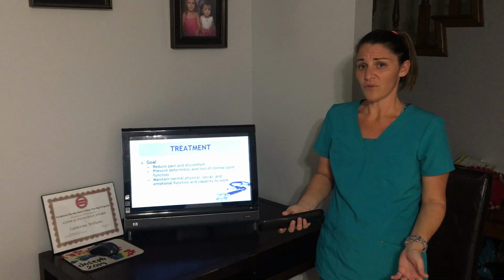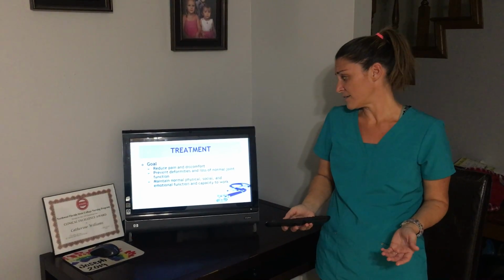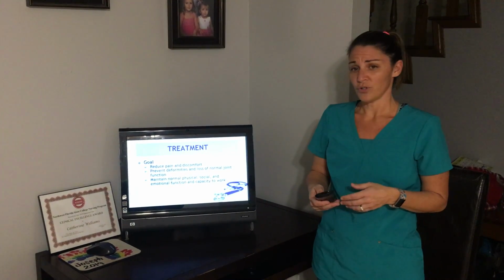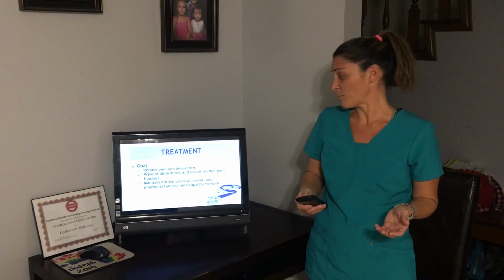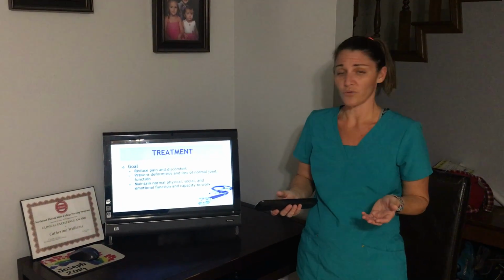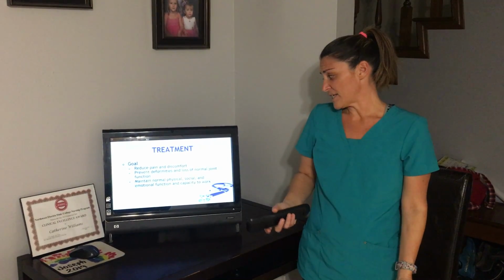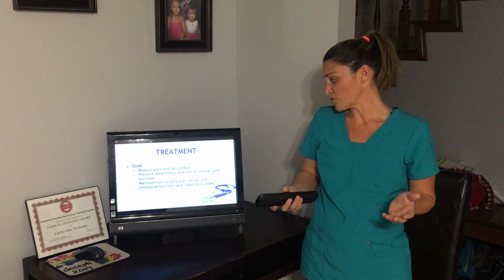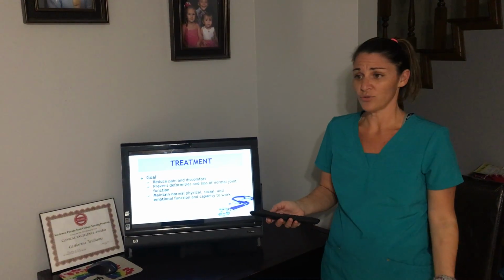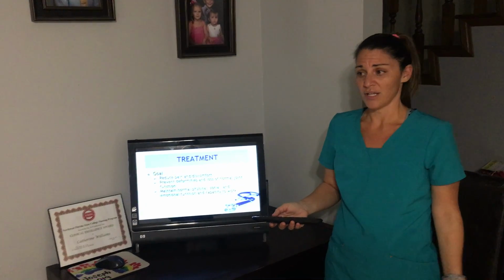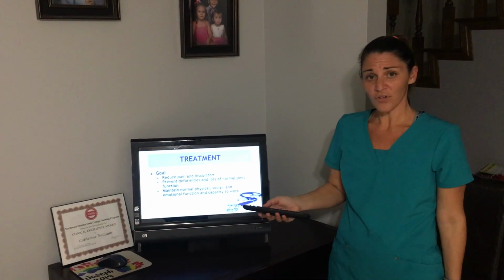For treatment, the main goal, since there is no cure, is just management. So the main focus is reduction of pain and discomfort. So you want to catch symptoms early so you can prevent the deformities and loss of normal joint function. You want to maintain normal physical, social, and emotional function, and the capacity to work and the capacity to use your joints in everyday use.